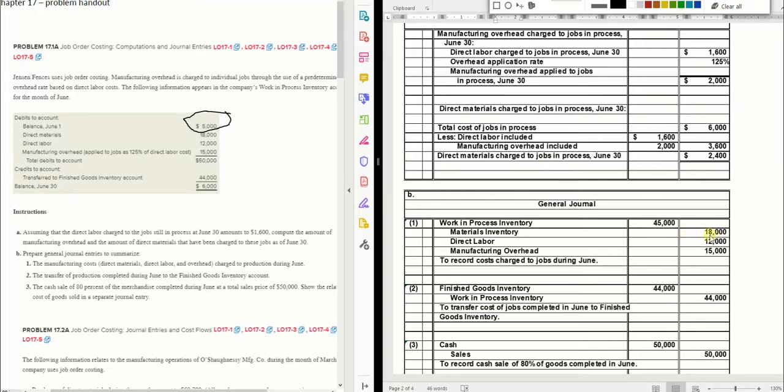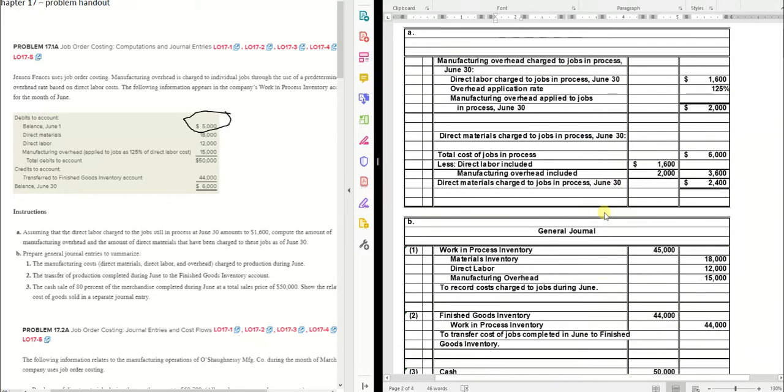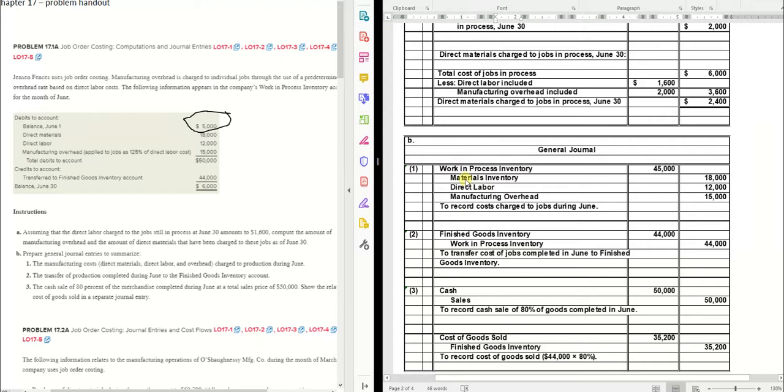It's coming out of my materials inventory to WIP. I'm going to debit raw materials or work in process for that. And then notice manufacturing overhead, when you apply it, is credited and debited work in process. So your journal entries are debit work in process for the total of those 3, credit materials inventory.